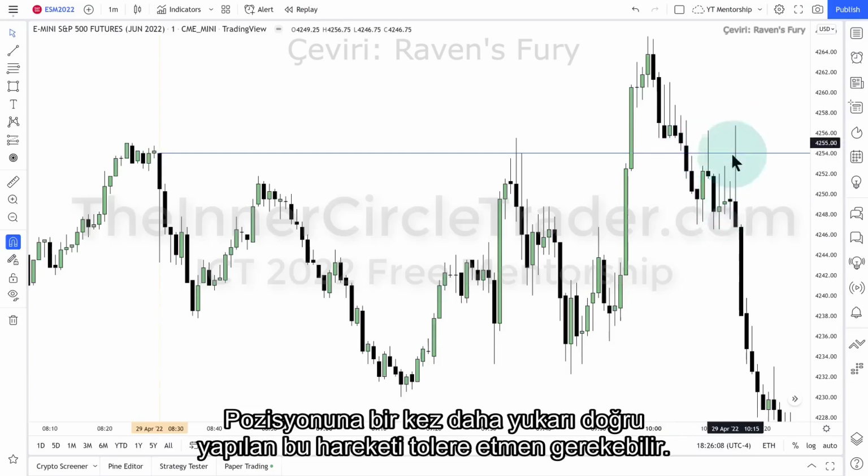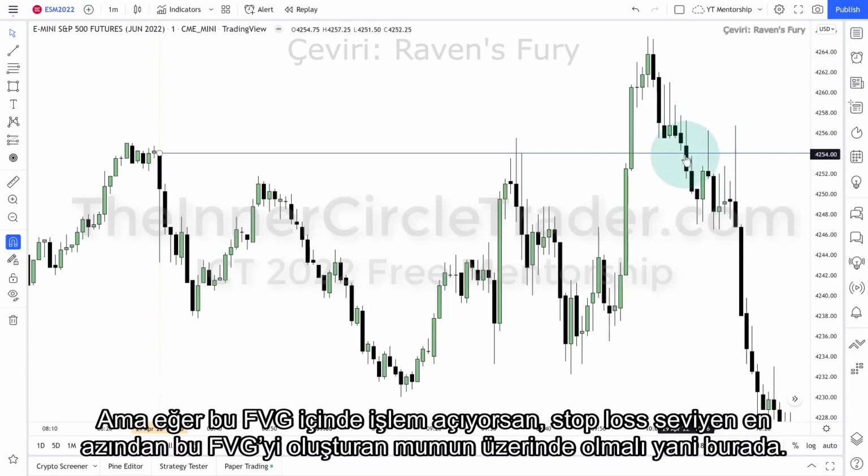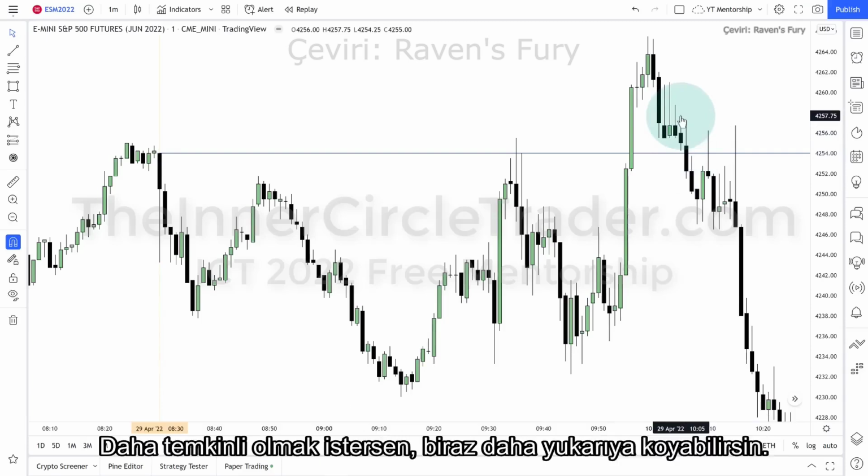You have to weather this one more run up into your entry, and you may have a little bit of a drawdown, but your stop loss, if you're entering in this fair value gap, your stop has to be above, at the very minimum, the candle that creates the fair value gap. That's here. So your stop's got to be above that. For good measure, conservative, up here.